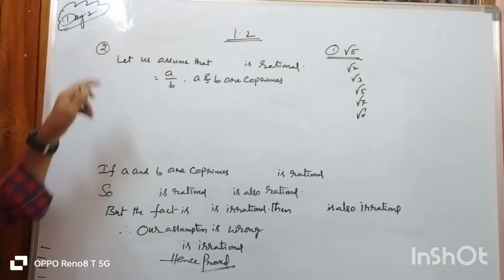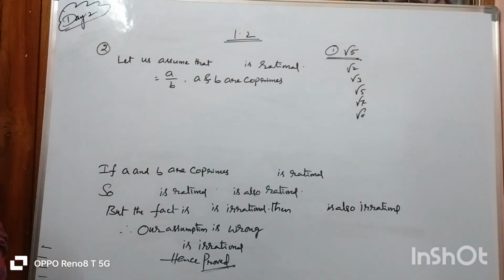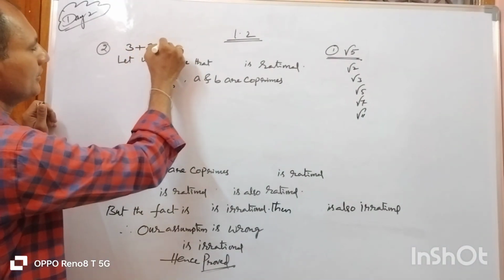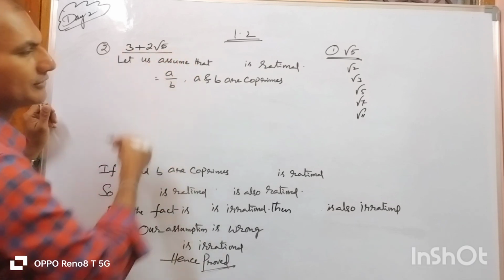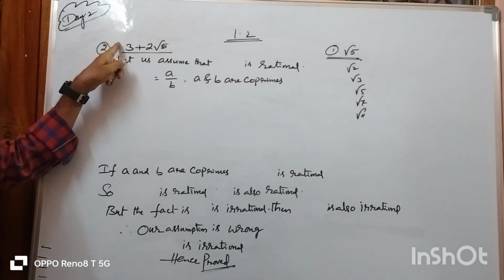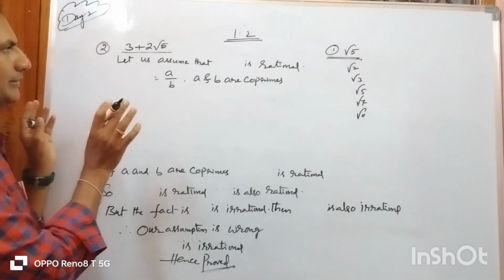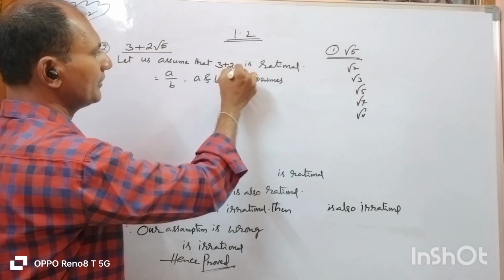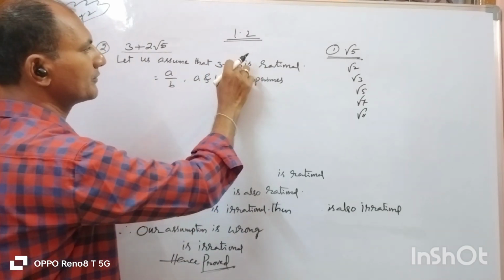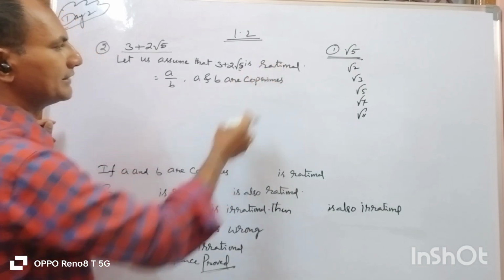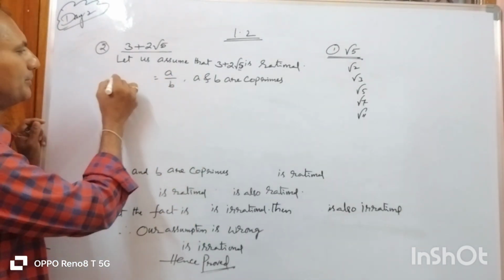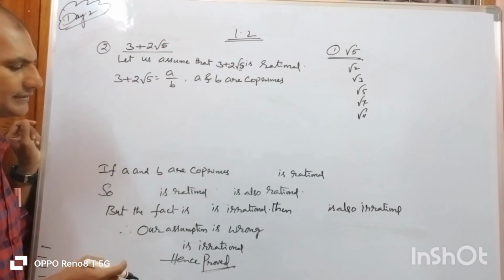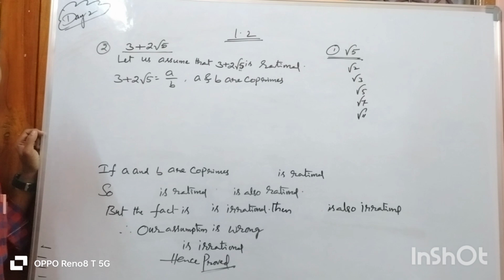Next, second question. What is the second question? 3 plus 2 root 5. We have to prove this is irrational. So first step is, let us assume that 3 plus 2 root 5 is rational. Second step, 3 plus 2 root 5 equals a by b, that is rational, where a and b are coprimes.